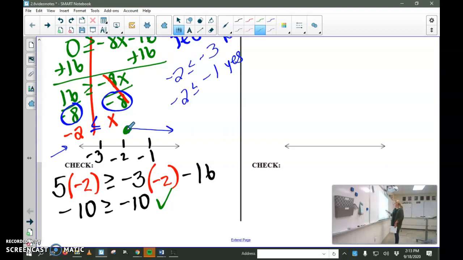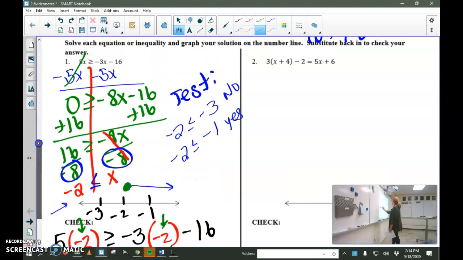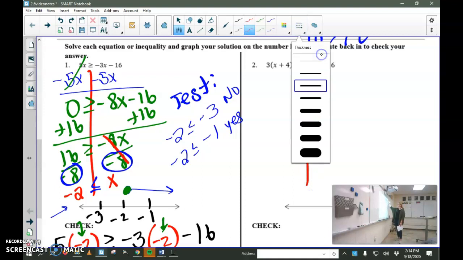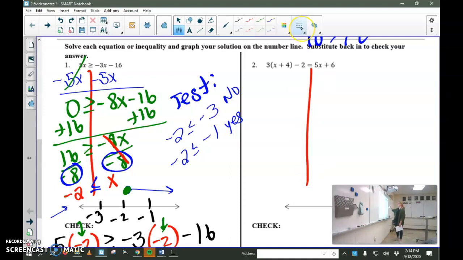And you could always check numbers bigger than -2. If I put numbers bigger than -2 back in for x, I should still end up with a true statement, just like we checked in the example. Okay, let's do this last one here, a little more involved. Again, I like to draw my line. You're not required to do that. It's just helpful for some.